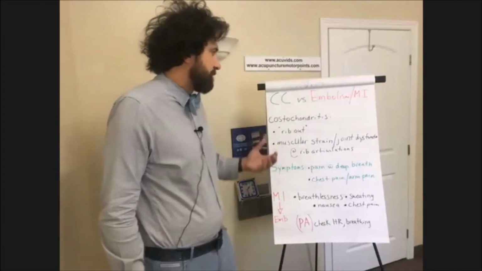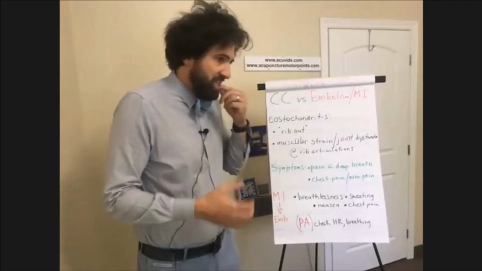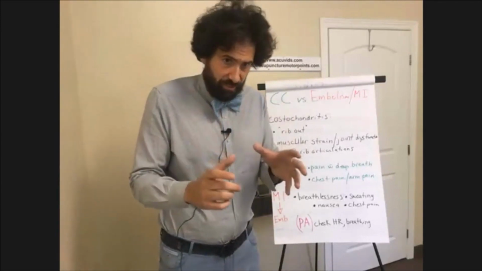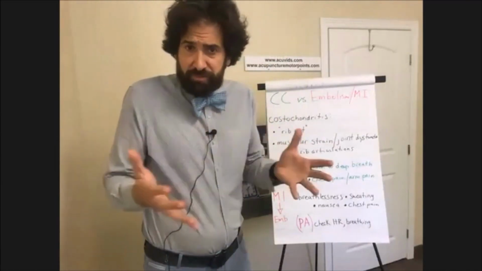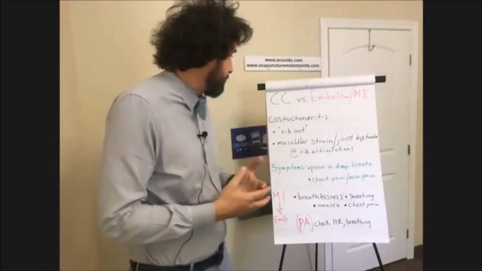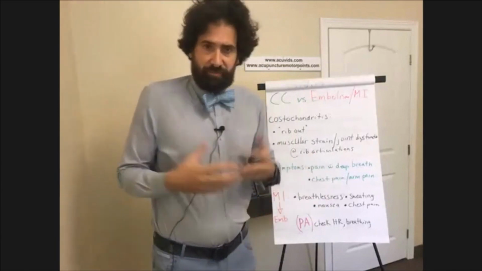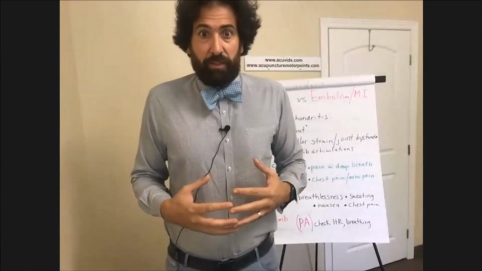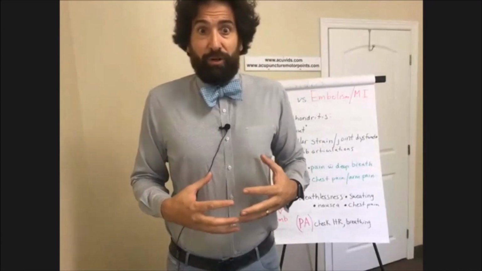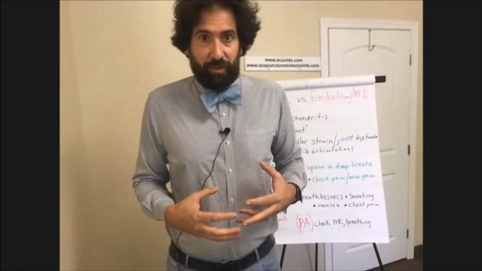And essentially, it's a muscular strain with some joint dysfunction at the rib articulations. So essentially, right off the center of the spine. They'll feel it, and it'll be painful with deep breaths in. For example, someone with costochondritis, I'll say, take a deep breath in, and they'll say, oh, it hurts when you take a deep breath in, okay?